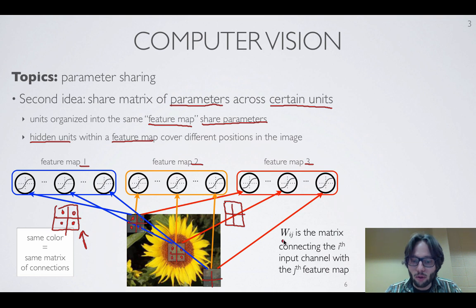I'll use the notation Wij for referring to these matrices of connections. The matrix that connects the ith input channel in the previous layer with the jth feature map in the hidden layer will be noted as Wij. So Wij is actually a matrix here. Say we have just one channel in the input, even though it's in color. Imagine it was in gray. So this would be W1,1. This matrix here would be W1,2. And then there'd be another matrix here, which would correspond to W1,3.